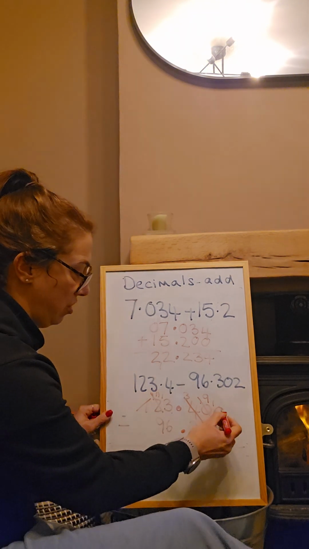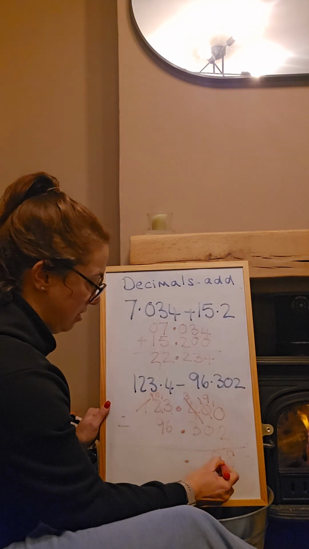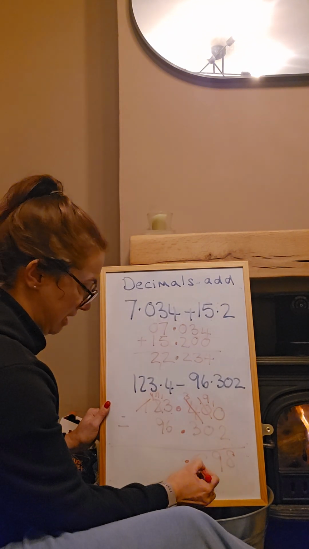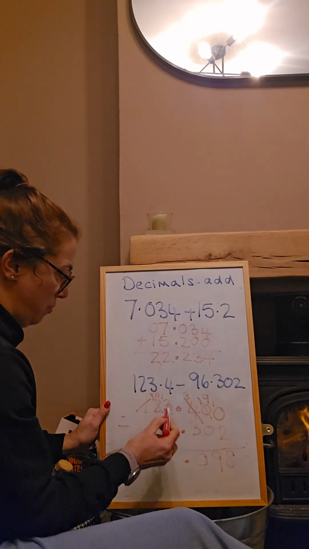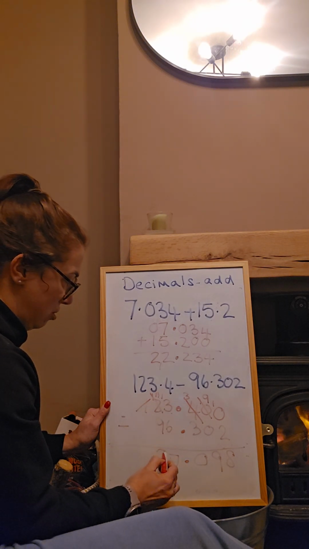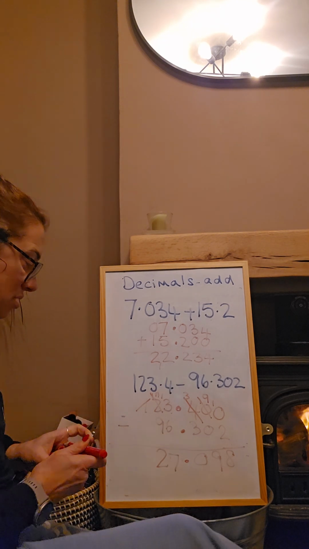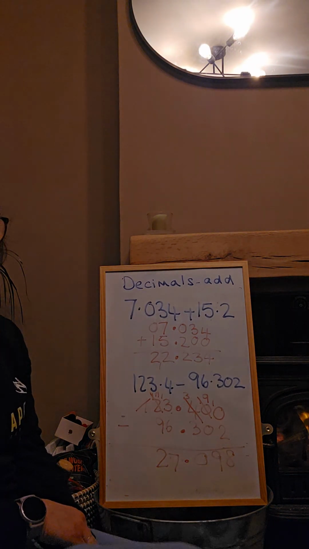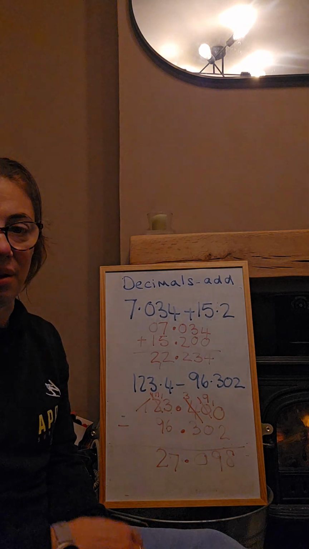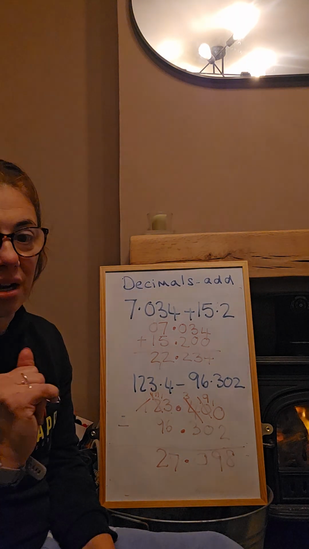Okay, so now we can do 10 take away 2 is 8, 9 take away 0 is 9, 3 take away 3 is 0. Other side now of the decimal point, 13 take away 6 is 7, 11 take away 9 is 2, and 1 take away 0, so we can leave that. So you should have 27.098. Any questions, please leave them below in the comments, and then hopefully I will get back to you.